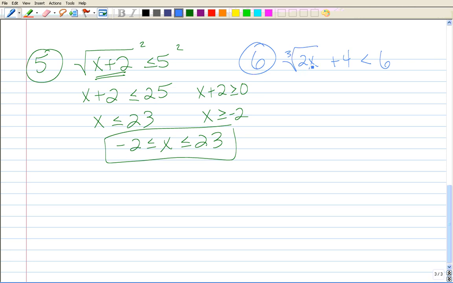Number 6, the cube root of 2x plus 4 is less than 6. So I'm going to move the 4 over first. I'll subtract 4, so I have the cube root of 2x is less than 2. Now if I cube both sides, the cube root and the cube cancel. I'm left with 2x is less than 2 cubed, which is 8. Then divide by 2, and you get x is less than 4. We don't have to check that the 2x is positive because a cube root can have a negative or a positive answer. So our answer here is just x is less than 4.